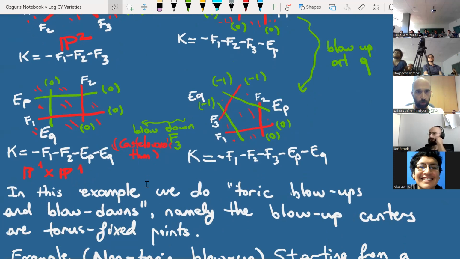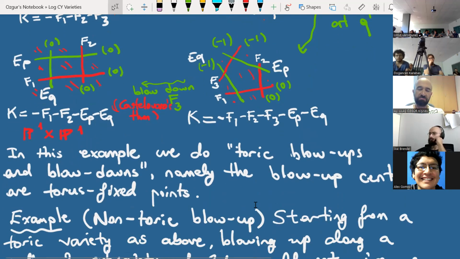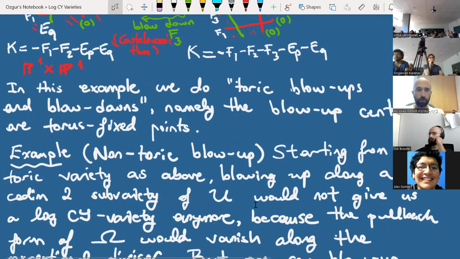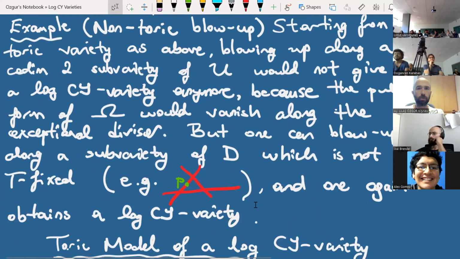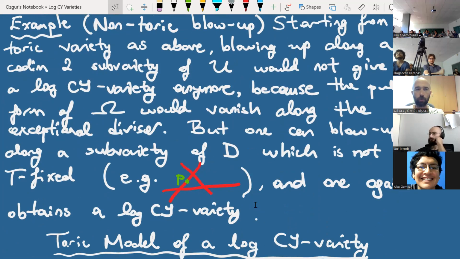Now, just to emphasize, in this example all the blowups and blowdowns are toric, which means the blowup centers are torus fixed points. Okay. Now, you could attempt to do otherwise, not taking torus fixed points. So let's talk about non-toric blowups, so-called.